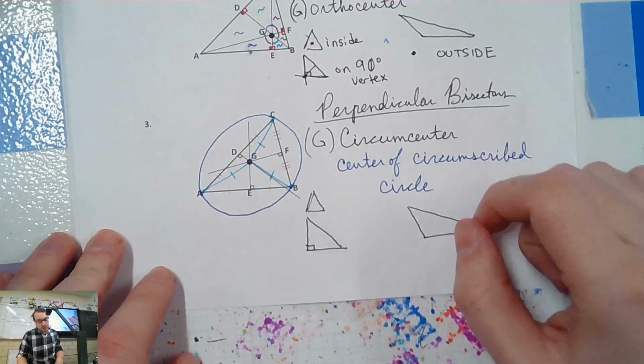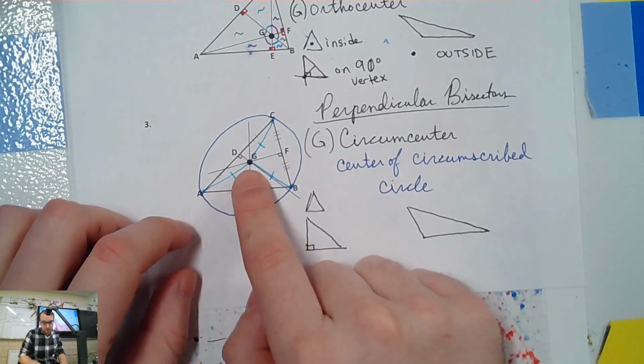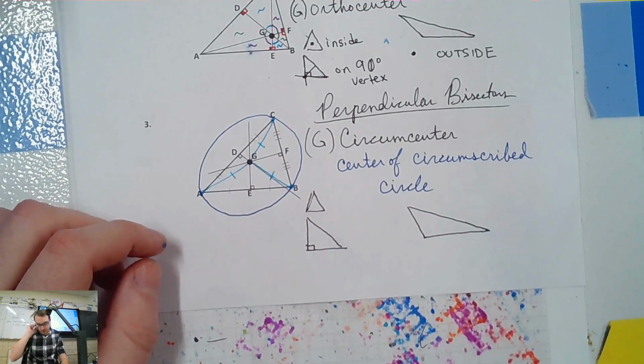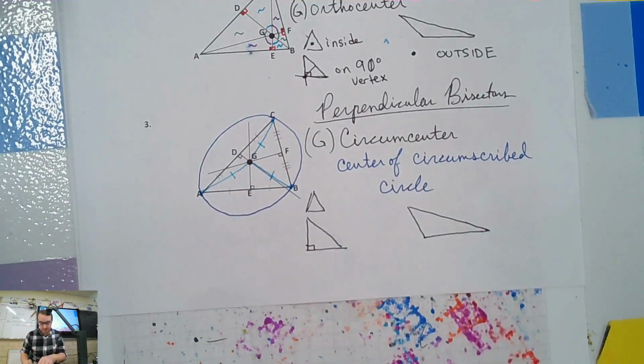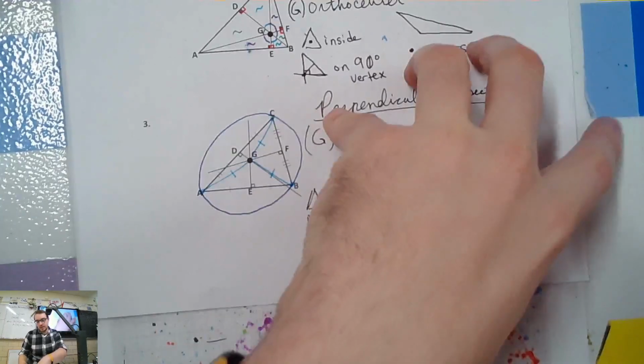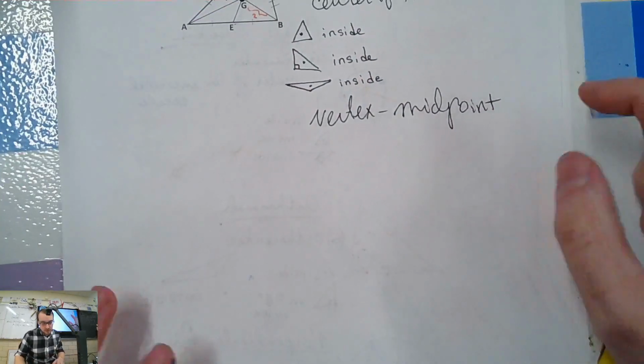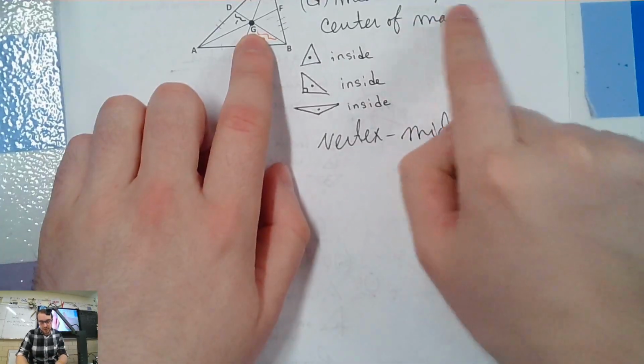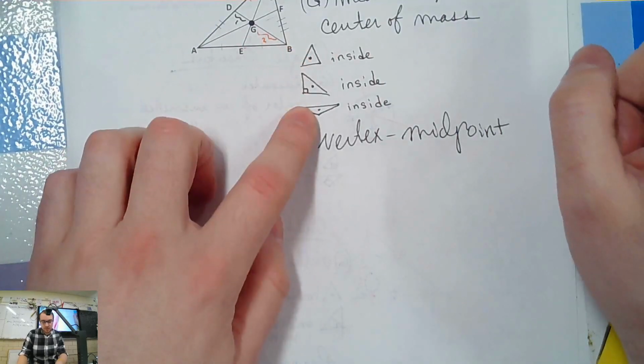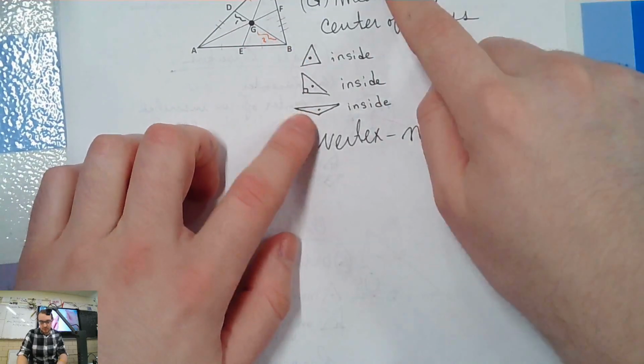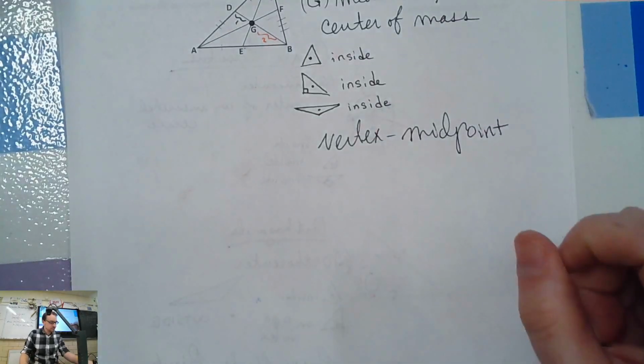And then perpendicular bisectors, they form this center. It's called the circumcenter because it's the center of a circle that goes on the outside of the triangle. We'll talk about that more tomorrow. And then medians intersect at the center of mass called the centroid or medicenter, and that's always on the inside. Medians are the vertex to the midpoint.